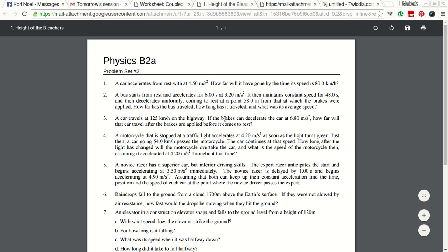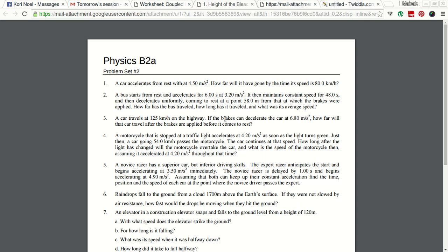The second one says: from rest, initial velocity was 0, it then maintained constant speed, and then decelerated uniformly, coming to rest at a point 58 meters from that at which the brakes were applied. How far has the bus traveled? How long has it traveled, and what was its average speed? This is a very good question, a bit tough, but I want you to read it out.